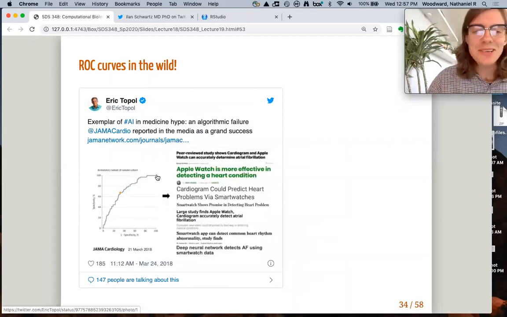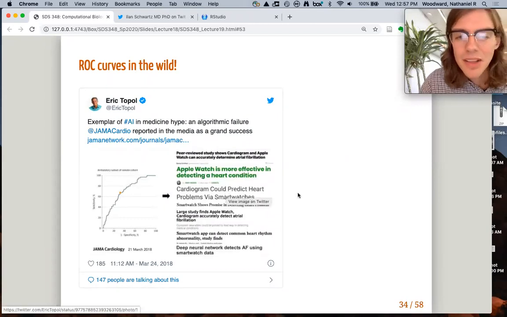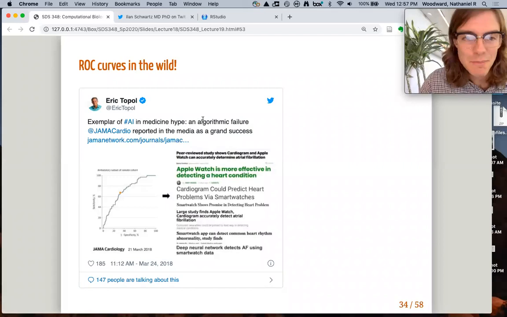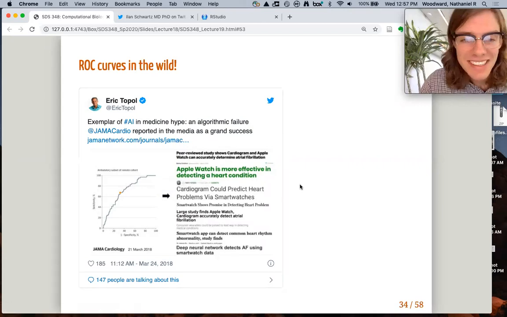And then also, here's an example of someone who's done a bit of snooping. In JAMA, the Journal of the American Medical Association, they have a headline, and I think they're making a lot of this headline: cardiogram could predict heart problems via smartwatches. I don't think that's making a crazy claim. It says it could predict. But this guy's saying it's an algorithmic failure, because when you look at the ROC curve, it's pretty bad. It's pretty close to a straight line. The AUC is going to be like 0.6 or something. So I don't think that's really overselling it. It could predict, I mean, that's pretty weak, but I wouldn't go as far as to say that's an egregious overstatement of the evidence here. Again, I haven't read the paper. This is just something that came up when I searched for ROC stuff.